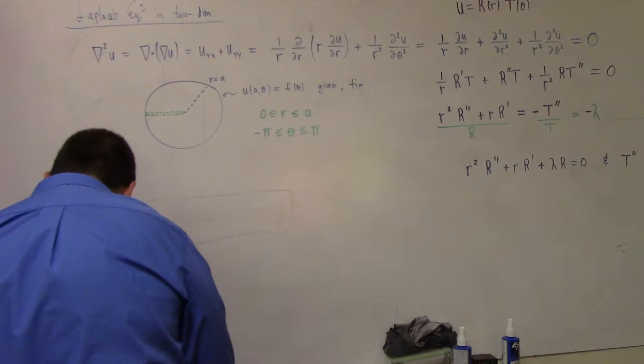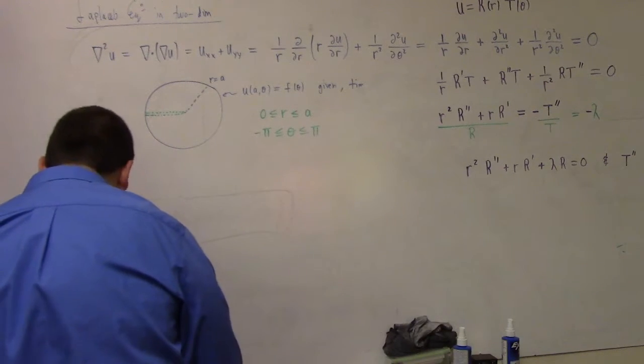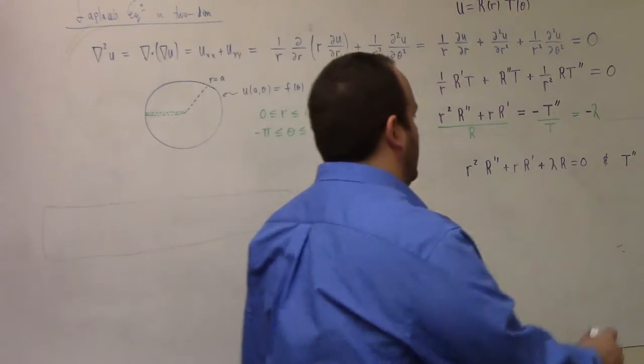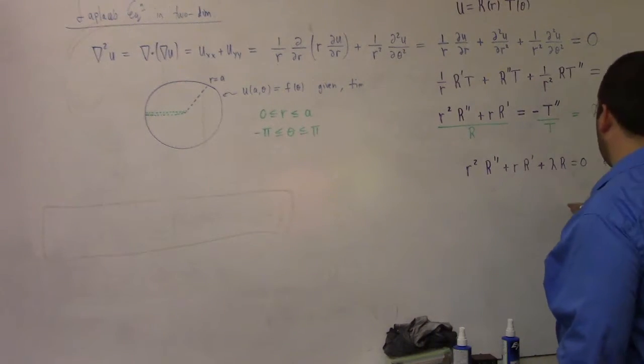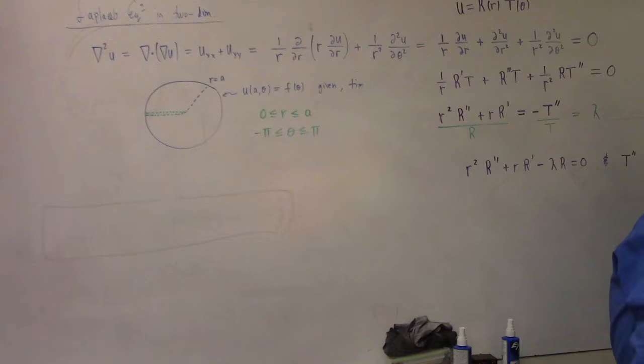He comes to the conclusion that lambda, let's see, okay, no minus. So that puts a minus here. All right. So T prime prime plus lambda T equals 0.